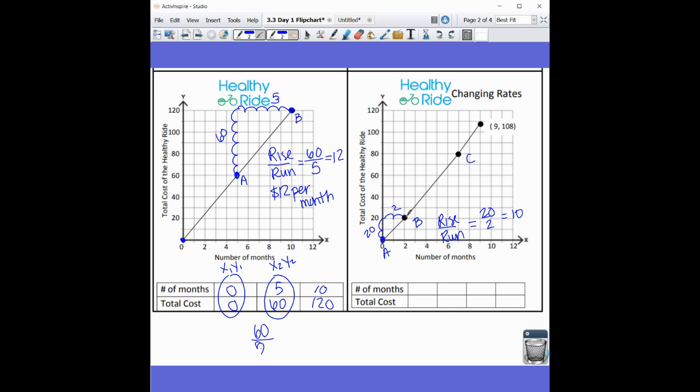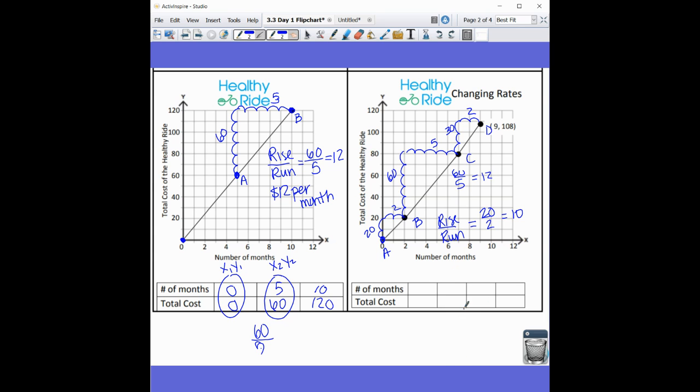I can count my change there on 1, 10, 20, 30, 40, 50, 60 over 1, 2, 3, 4, 5. So that's the same as the graph we did over here. Rise over run is 60 over 5, which is 12. So from 2 to 7 months, I'm at $12 per month. Then I can look at my last piece, point C to D, 1, 10, 20, 30 over 2.